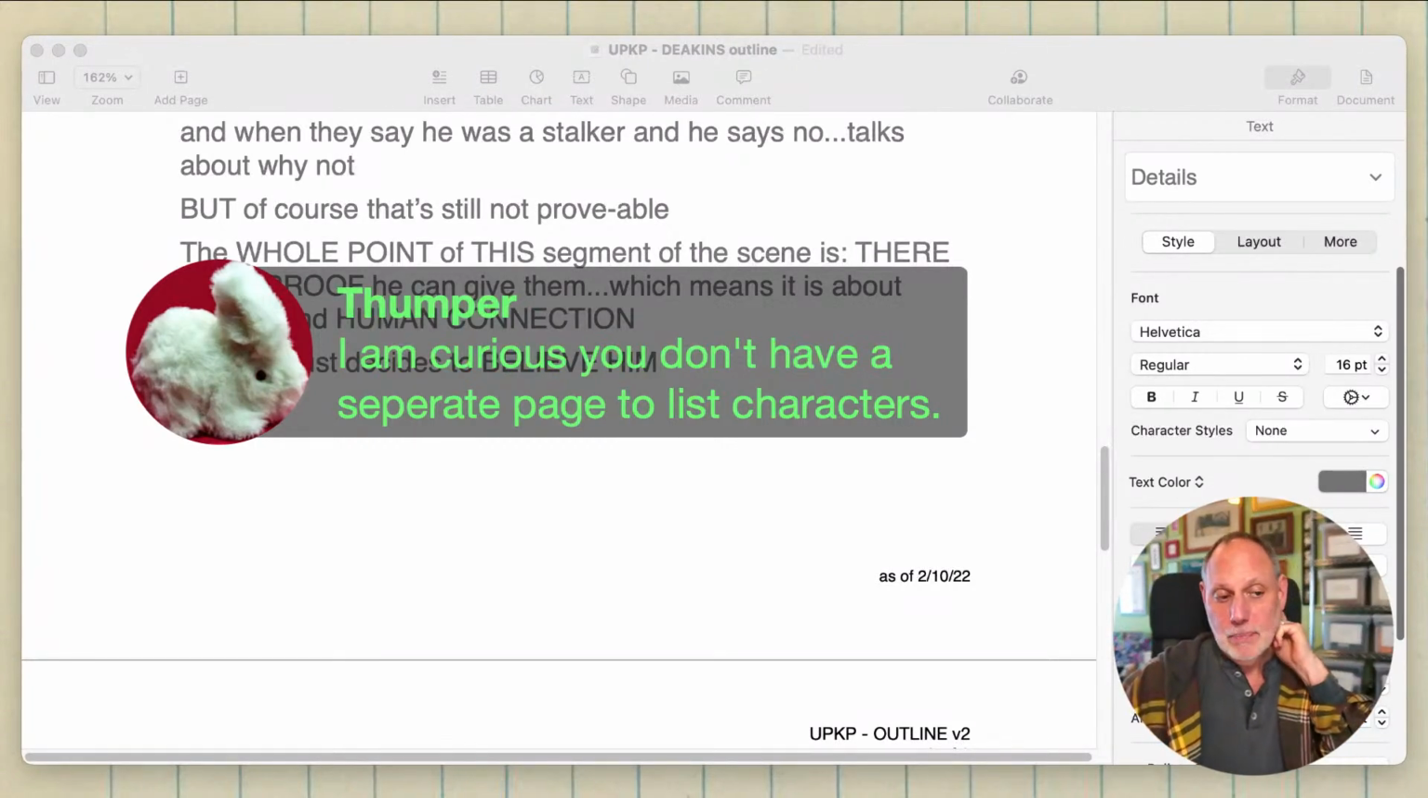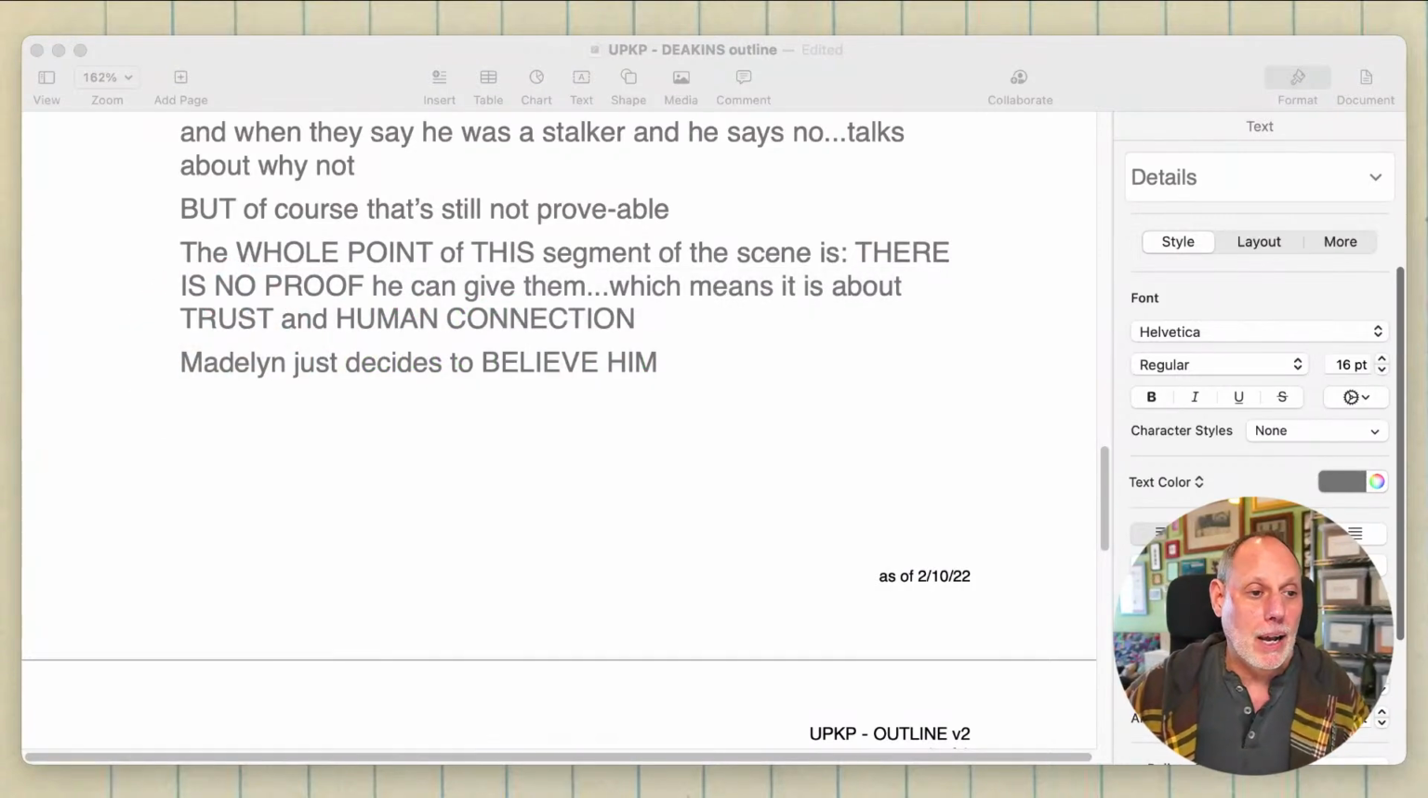Yeah, I don't have a page listing characters because in my experience, that's not a thing in screenplays. I mean, you can do it. It's fine. When you're in production, they do that. But you're not in production. You're not writing a production script, so don't do the stuff where they list all the locations. That's for somebody who is working on the production.